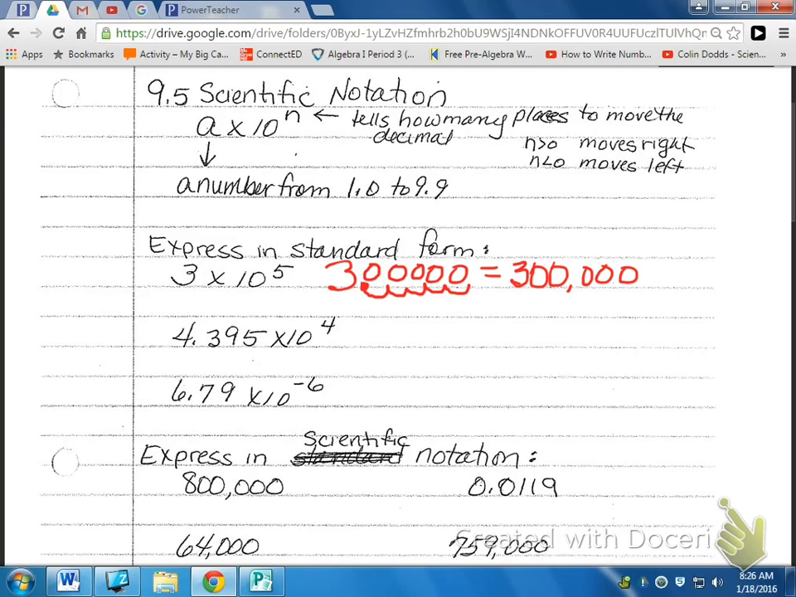Okay, 4.395 times 10 to the 4th. So again, I would bring that 4.395 like this, and now what are we going to do, Braxton? Move the decimal right 4 places. Move the decimal right 4 places.